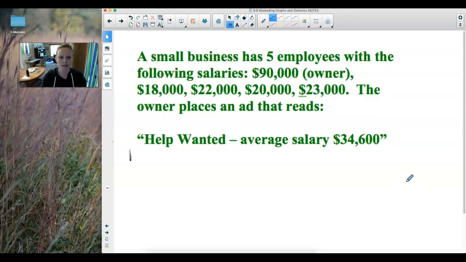Here's one. A small business has 5 employees with the following salaries. The owner makes $90,000. The employees make $18,000, $22,000, $20,000, and $23,000. And the owner places an ad that reads help wanted, average salary $34,600. Okay, the problem here is they use the average. Okay, and that gives us not a very good picture because of this owner. The owner is what we call an outlier. And so his salary doesn't really count because he's the owner. He should make more. If we wanted to report this more accurately, we should have said the median salary instead of the average.